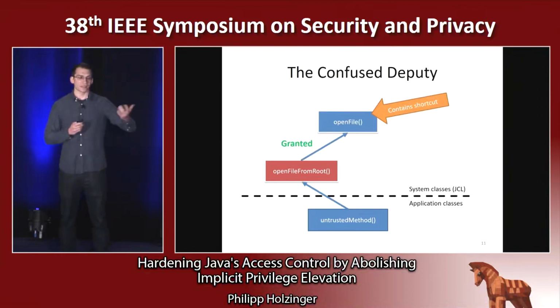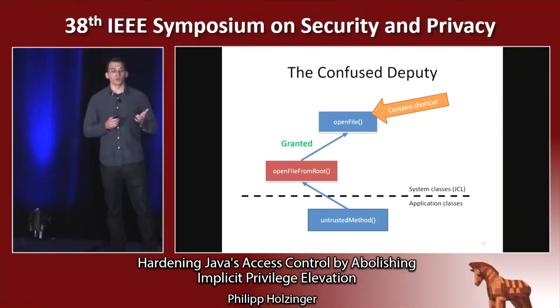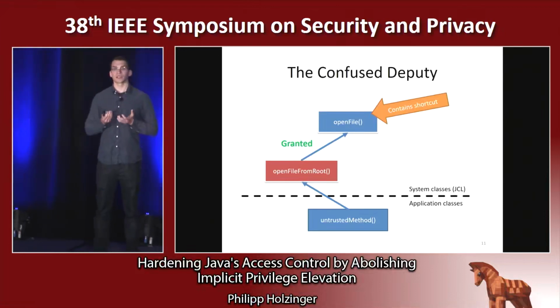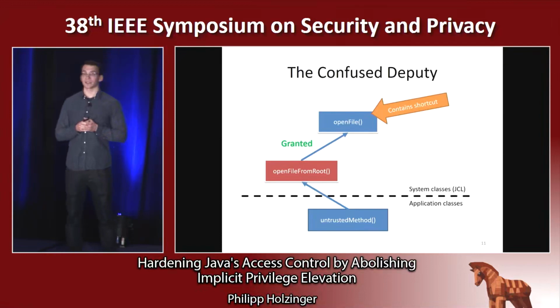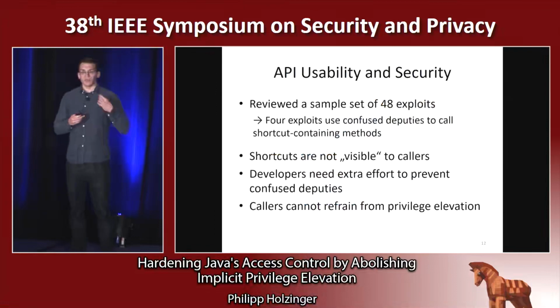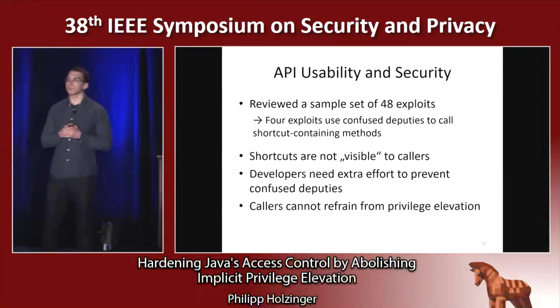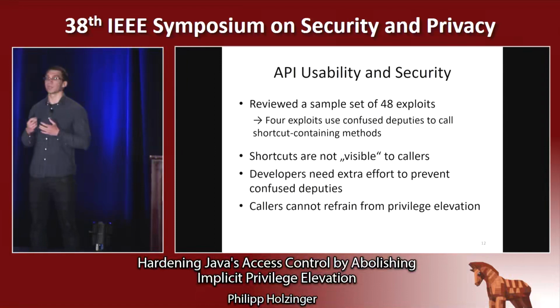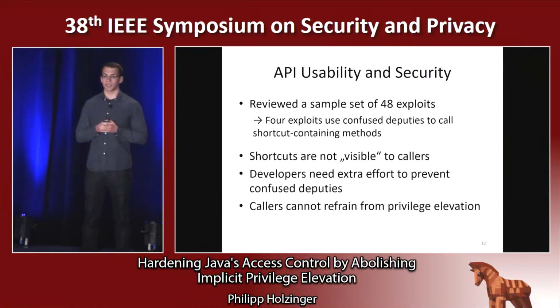If, however, instead we use OpenFile from root, our confused deputy here, and OpenFile from root will call OpenFile for us, then a permission check will be skipped, and our application will actually be granted access to files that it shouldn't have access to. We reviewed a sample set of 48 exploits that were provided by a company, Security Explorations, and we actually found 4 examples of exploits that make use of such confused deputies in a way that we've just seen. So this is not a theoretical problem, it's actually used by attackers to craft their exploits.